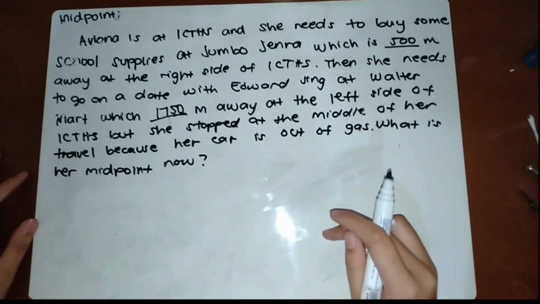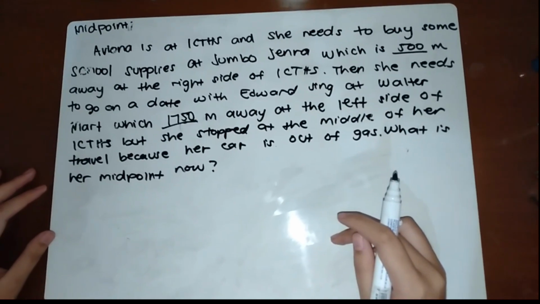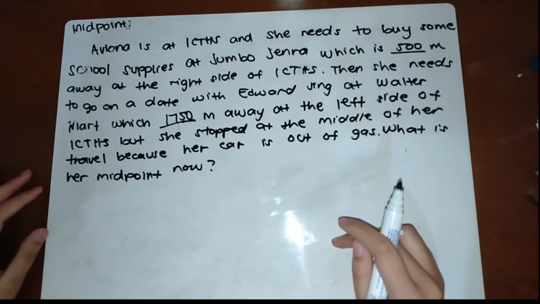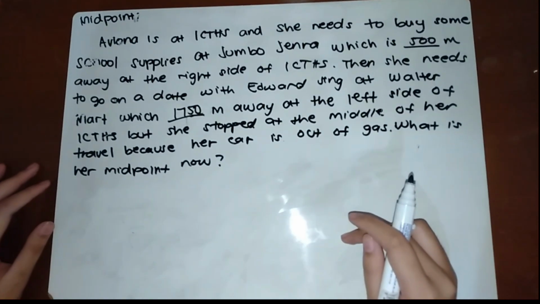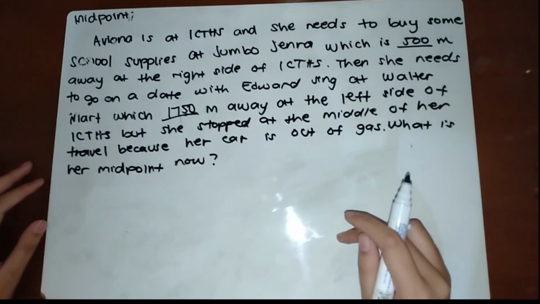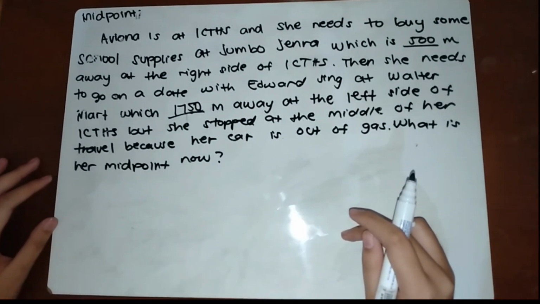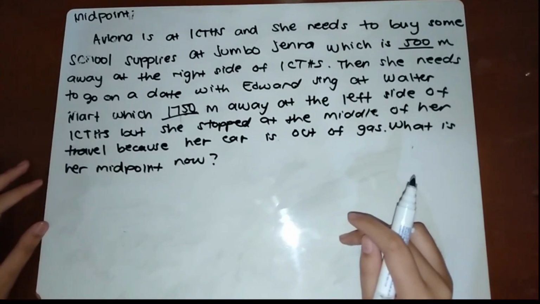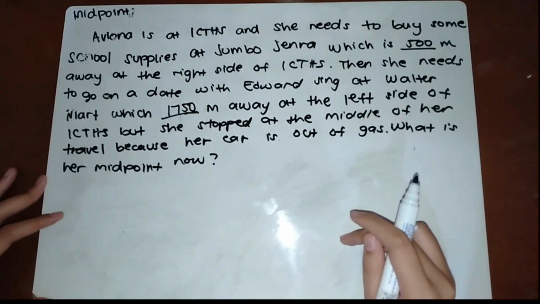The problem we have for midpoint is Aviona is at ICTHS and she needs to buy some school supplies at Jumbo Genera, which is 500 meters away at the right side of ICTHS. Then she needs to go on a date with Edward Jing at Walter Mart, which is 1,750 meters away at the left side of ICTHS, where she stopped at the middle of her travel because her car is out of gas. What is her midpoint now?